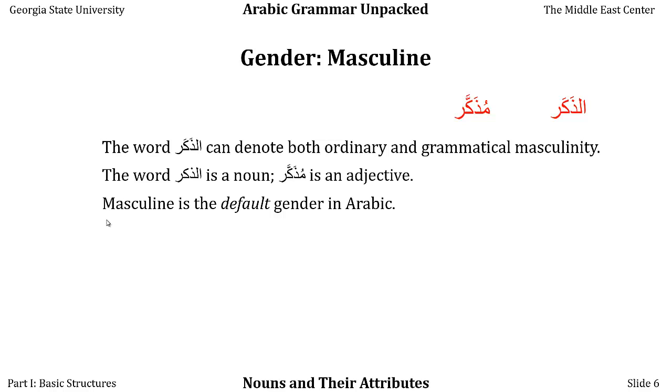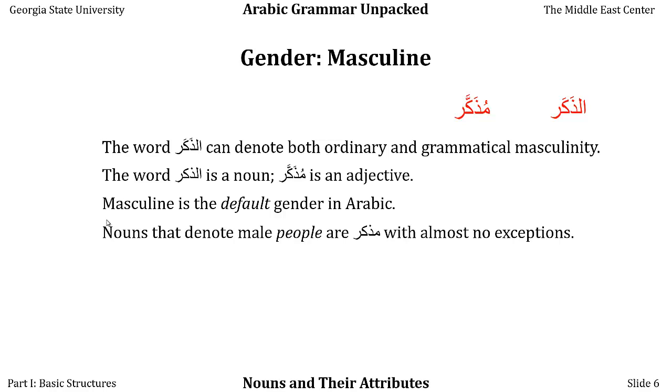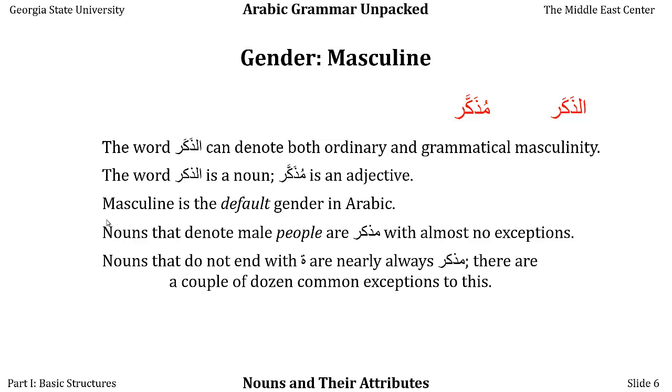The masculine is the default gender in Arabic. If we don't know what the gender of a word is, we assume it to be masculine. Nouns that denote male people are mudhakkar with almost no exceptions. Nouns that do not end with ta marbuta are nearly always mudhakkar. There are a couple of dozen common exceptions to this. One example would be ash-shams, the sun, which does not end with ta marbuta, but is nevertheless feminine in gender. And you'll get used to these couple of dozen nouns as you go through basic Arabic and why they're feminine.